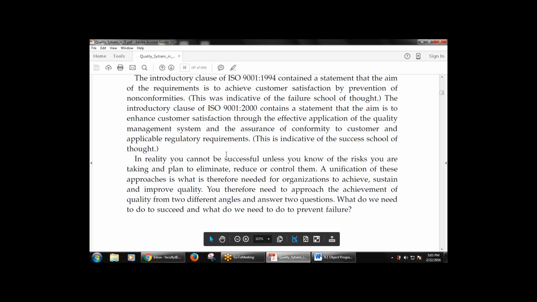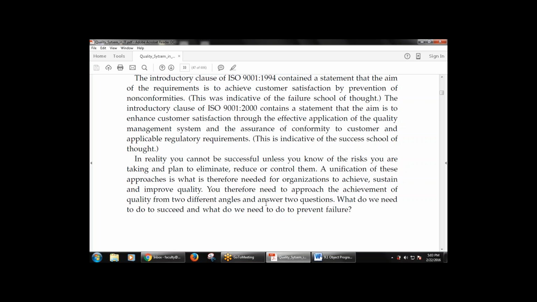And in reality, you cannot be successful unless you know of the risk you are taking and plan to eliminate, reduce, or control it. That means in reality, you cannot be successful until and unless you know about the risks you are taking and plan to eliminate, reduce, or control them. A unification of these approaches is therefore needed. That is what is required for the organization to achieve, sustain, and improve quality.